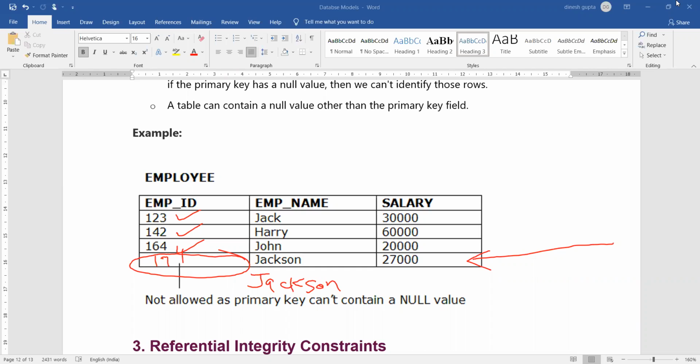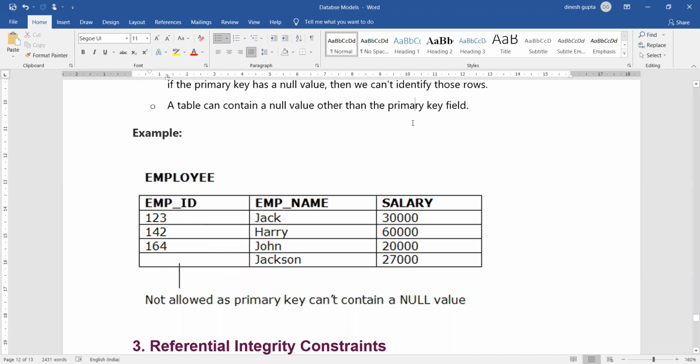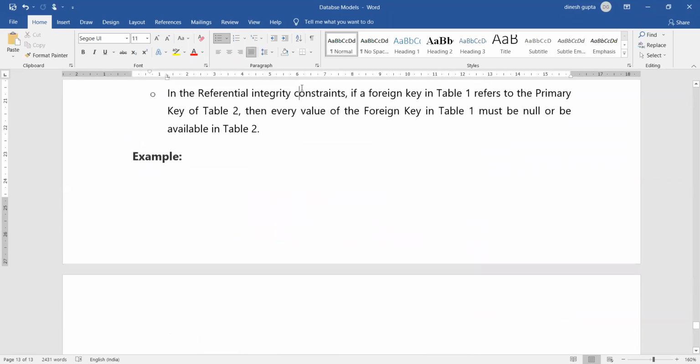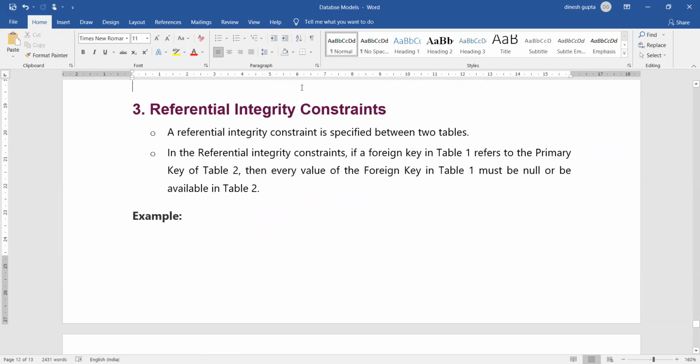So what is an entity constraint? Entity constraint means please do not leave any primary key attribute as null, because then I will not be able to uniquely identify the records in an entity. Next is referential integrity constraints. Like I said, referential integrity refers to the integrity constraint between the primary and the foreign key, between two tables.